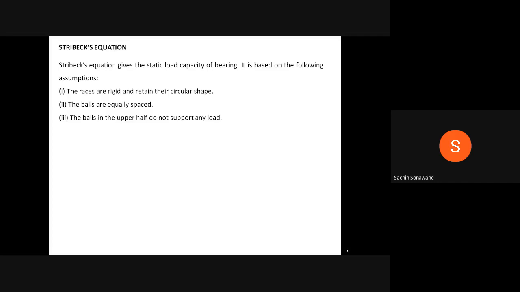Therefore, today we will see Strybeck's equation. Strybeck's equation gives the static load carrying capacity of a bearing. It is based on the following assumptions. First, the races are rigid and retain their circular shape. Second, the balls are equally spaced. And third, the balls in the upper half do not support any load.